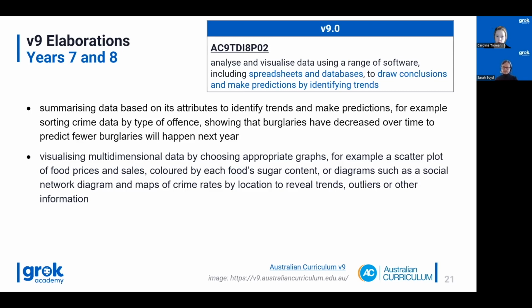Another example is visualizing multidimensional data by choosing appropriate graphs. For example, a scatter plot of food prices and sales, colored by each food's sugar content, or diagrams such as a social network diagram and maps of crime rates by location to reveal trends, outliers, or other information. There's a lot of information in there, but essentially what it's saying is use visual tools to demonstrate key elements of data to help you read it better and have students interpret it to make predictions based on what they're looking at.